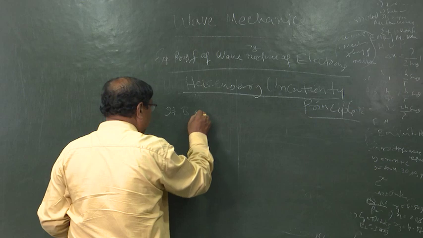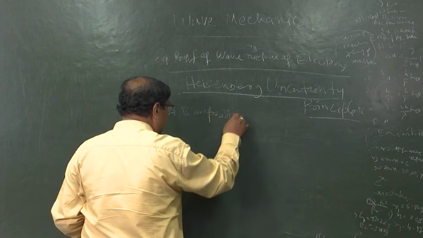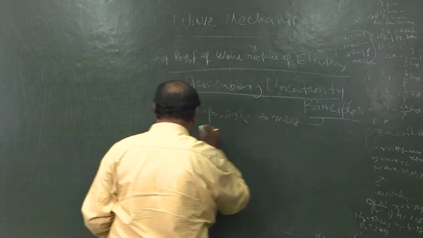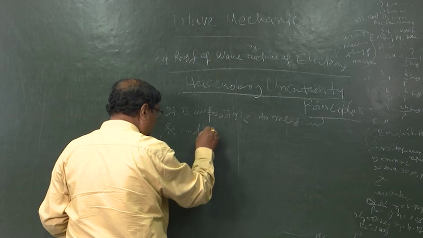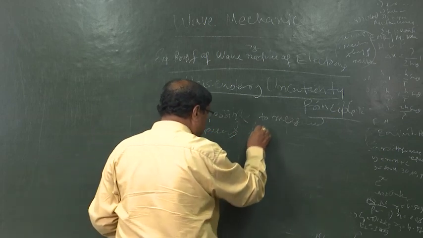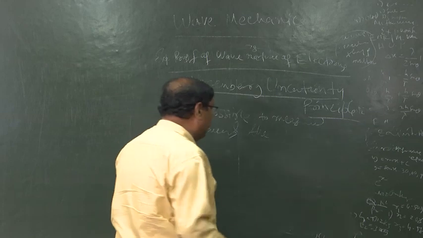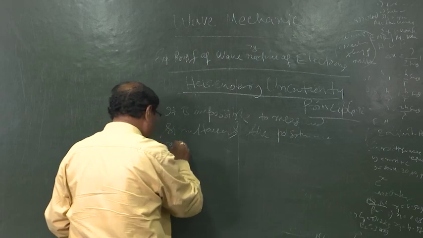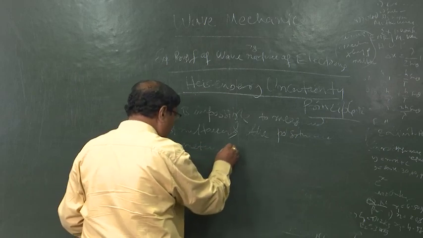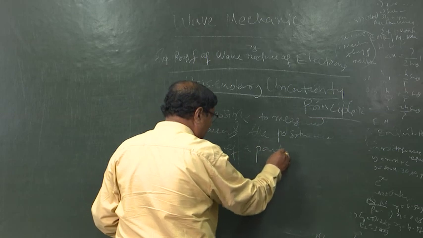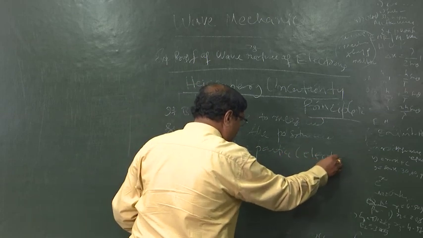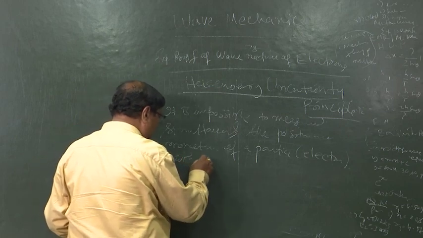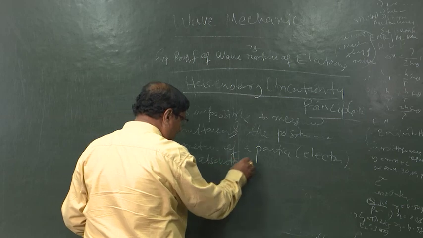it is impossible to measure simultaneously the position as well as the momentum of a particle, let us say an electron, with absolute accuracy.